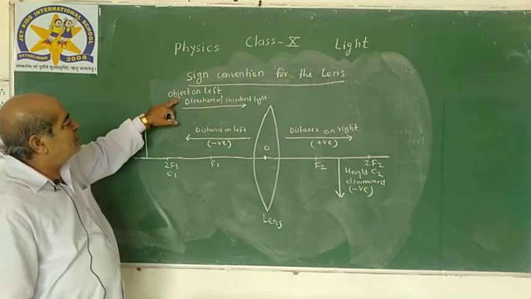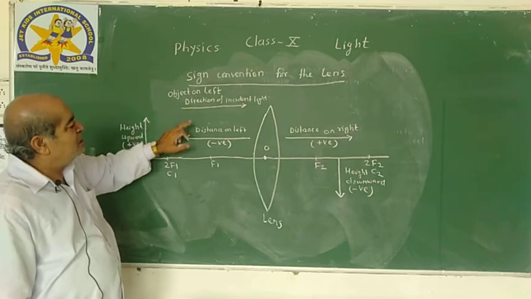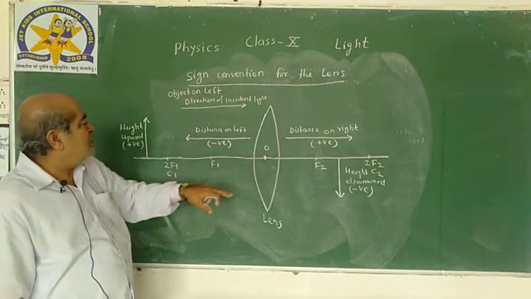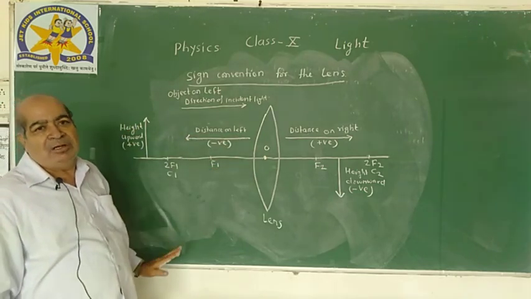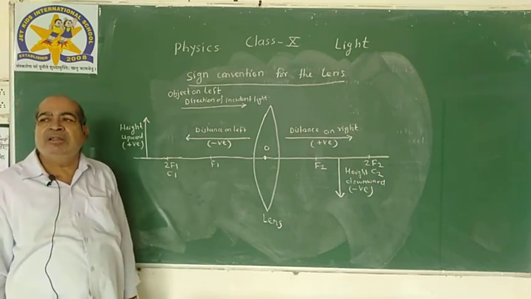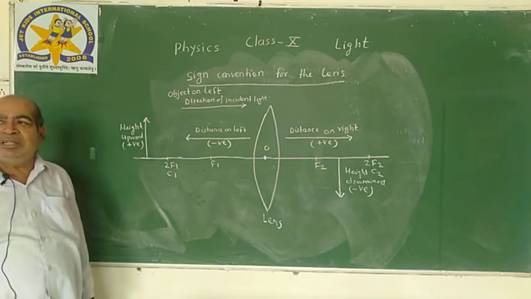The object on the left, direction of incident light, distance on the left, distance on the right, height upward, height downward. So this is then the figure for the sign convention. Now what are then the sign conventions?